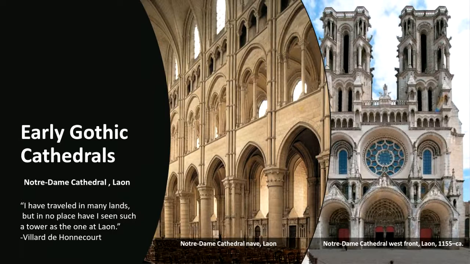Remember, we talked about Villard de Honnecourt, this traveler who goes around churches drawing things. He visits this cathedral, and he says, "I have traveled in many lands, but in no place have I seen such a tower as the one at Laon." And even to this day, it's an amazing tower. With these Gothic gargoyles, I'll show you later. But you can start seeing how they've become very deconstructive in a way.